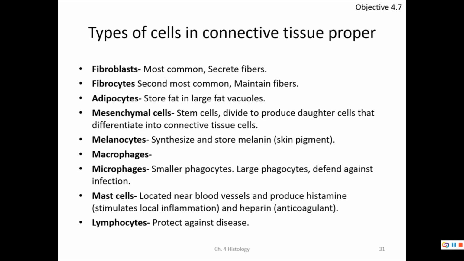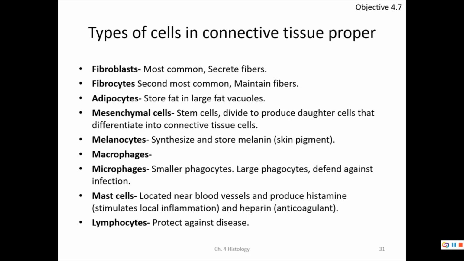Fibrocytes stay out of sight, so they're second most common, and they maintain the fibers. They're the ones that help to keep them adequate, keep them functioning. They're going to maintain them. They're not going to improve them, but they're not going to let them get destroyed either. They just keep the status quo, we would say. They maintain the way things were, the way it's supposed to be. They just kind of keep it standard.